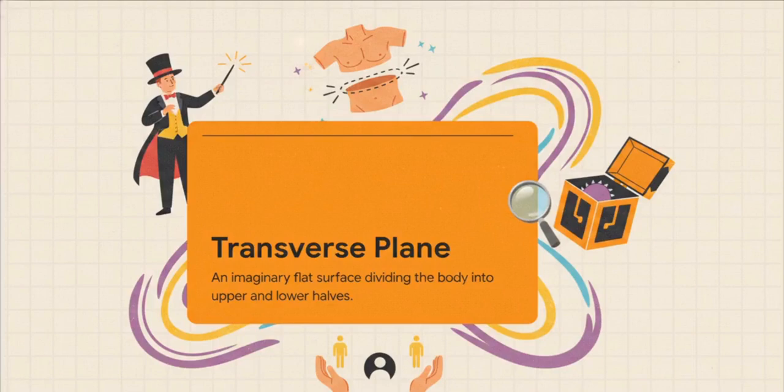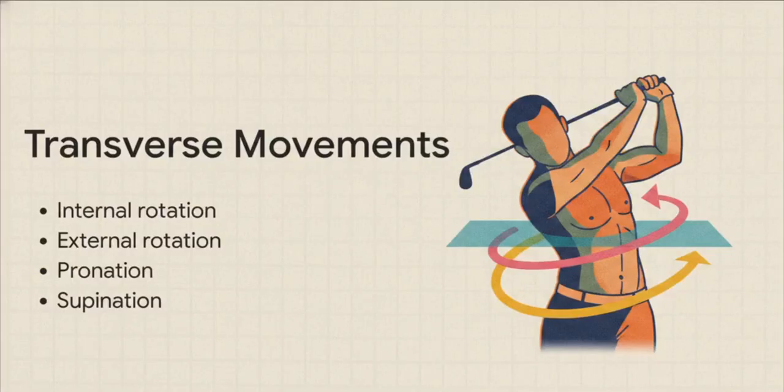It acts exactly like a magician cleanly cutting an assistant in half at the waist, though, hopefully with a lot less mess, entirely separating the top from the bottom. So the big takeaway here is that any twisting or rotational motion lives purely in this plane. Whether it's a really powerful twisting golf swing, turning your palms up and down, or even simply looking over your shoulder to check a blind spot while driving, your body is moving across that horizontal divider.